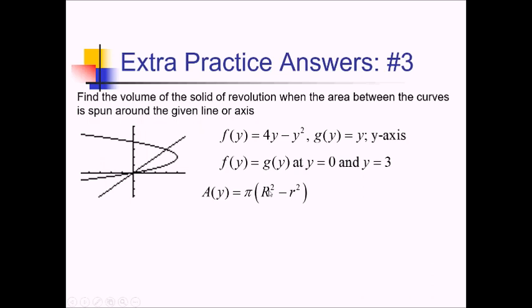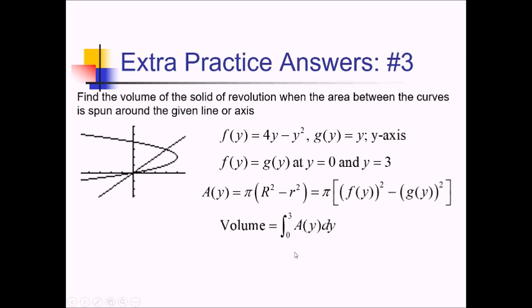Big R squared is going to be the distance from the axis of revolution to the outer part of the function, and this is a left-right distance now. That distance is expressed by this f function right here. This sideways parabola gives us that distance from the y-axis. So that's going to be f of y squared in there. And then little r squared is the distance from the axis of revolution to the closer part of the bounded region. That distance is actually given by the g function. So I'll do g of y squared. And at this point, I just have to do the integral from 0 to 3 of A of y dy.